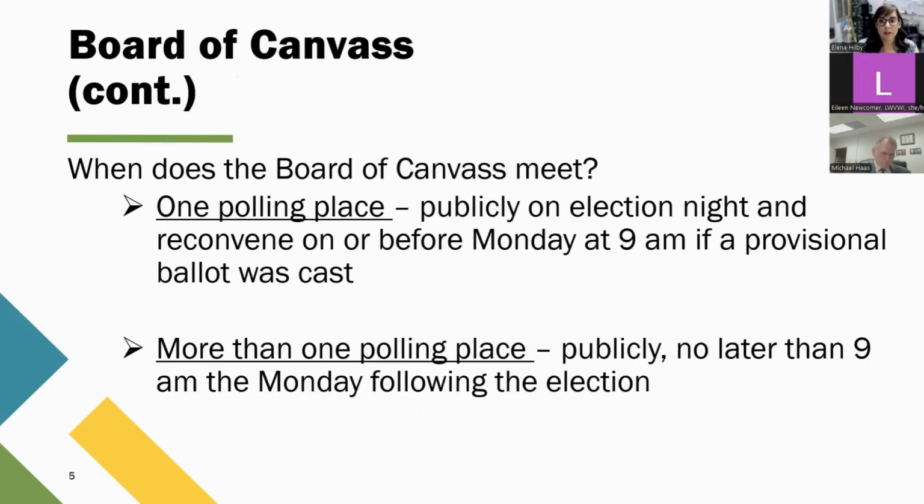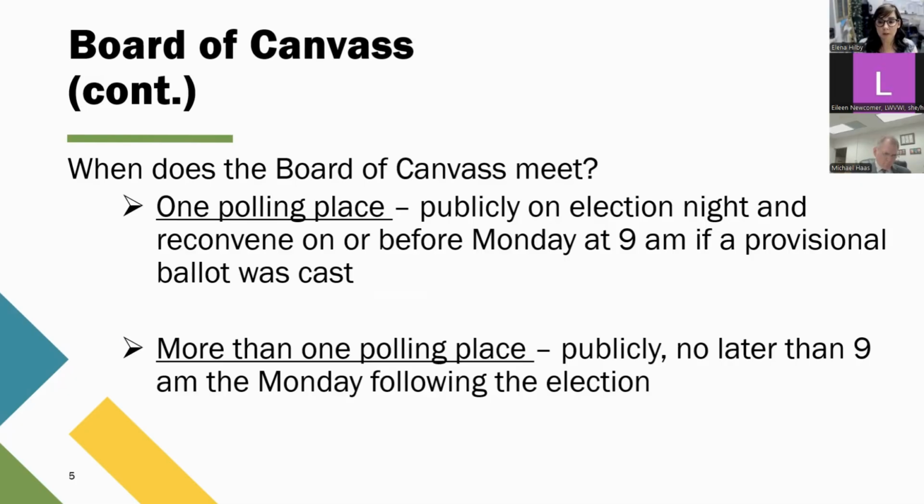When the board of canvass meets depends on 2 things: the size of the municipality and whether any provisional ballots were issued on election day. So in a community with only 1 polling place, the board meets publicly on election night, and if needed, it reconvenes by 9 a.m. the following Monday to count any provisional ballots that have been cleared. In larger municipalities with multiple polling places, the board must meet publicly no later than 9 a.m. on the Monday after the election.